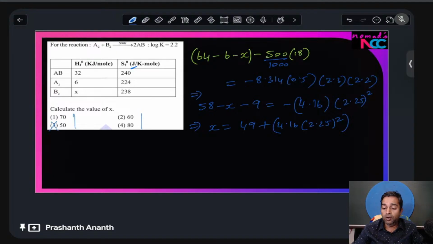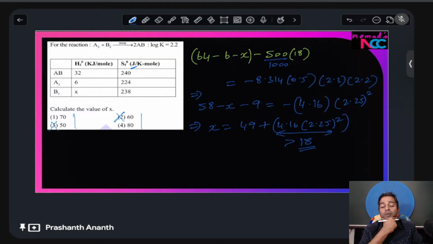3 is ruled out. 2.25 whole squared is going to be 2.25 into 2.25. It's definitely going to be above 4. So this value is definitely going to be greater than 16 to 17 plus. So greater than 17, definitely make it greater than 18. So if it's going to be greater than 18, obviously this option is also ruled out now. So the only options are going to be 70 and 80, which are going to be in our domain over here.